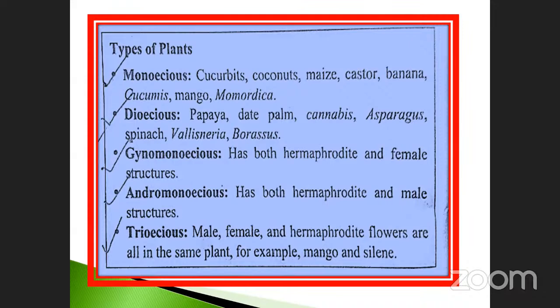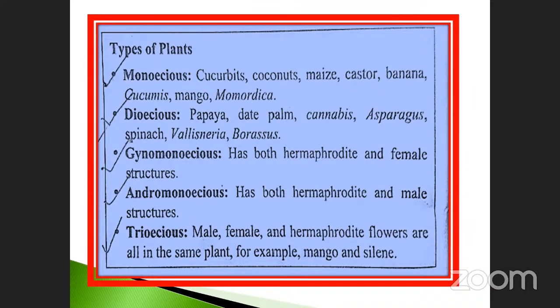What is the meaning of monoecious? It is also called as bisexual flower. Just note it down. Monoecious is nothing but the bisexual flowers. That means male as well as female reproductive organs are present in the same flower. That is called as monoecious, otherwise called as bisexual flower.